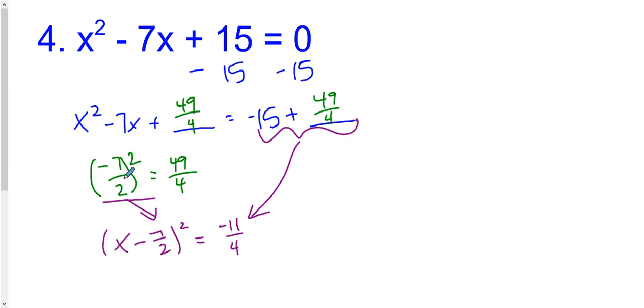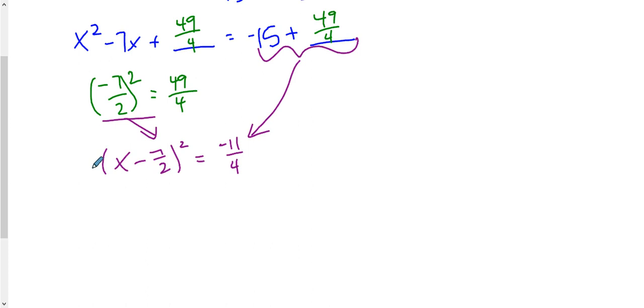From here, we're solving for x. So I'm going to square root both sides. And that gives me x minus 7 over 2 equals, now your calculator will simplify this radical for you as long as you have a certain setting in your calculator selected. So the setting that you need to go to is from your normal calculator.